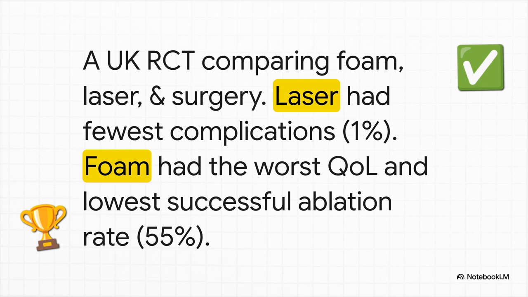The class trial was a large, multi-center, UK-based RCT published in the NJM in 2014, and it compared foam, laser, and surgery for varicose veins. Its primary endpoint was quality of life at 6 months. Now, it found that while all the treatments were effective, foam actually resulted in a statistically worse disease-specific quality of life compared to surgery. But crucially, laser had the lowest complication rate at just 1%, while foam had the lowest GSV ablation rate at 55%.